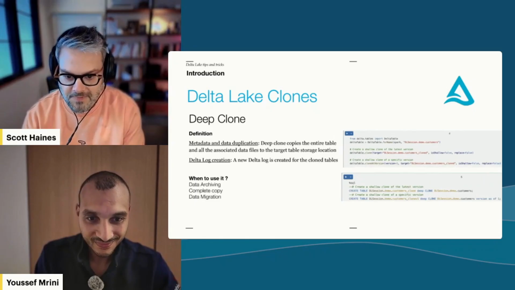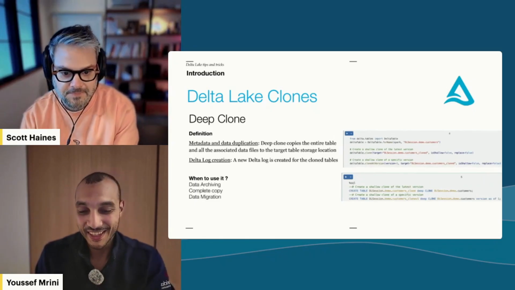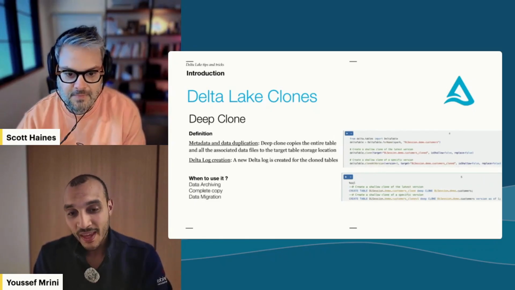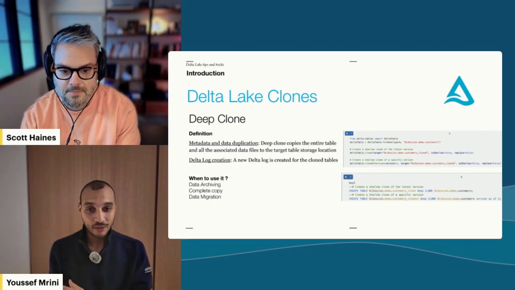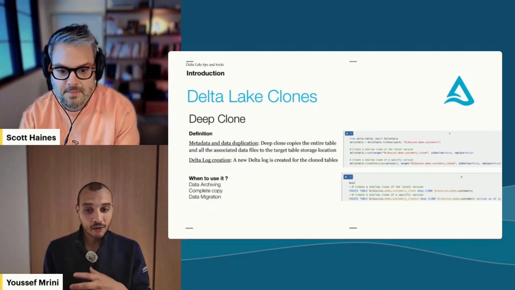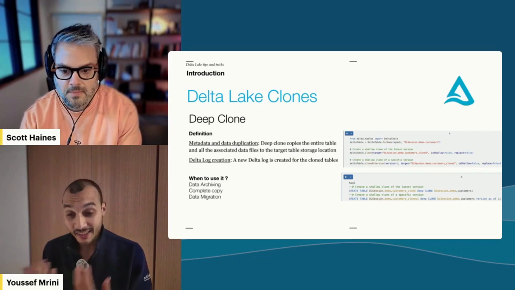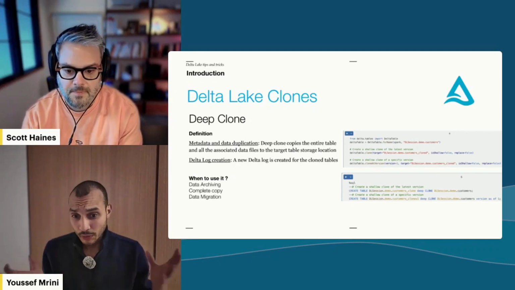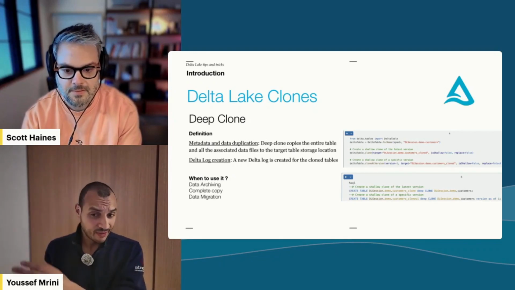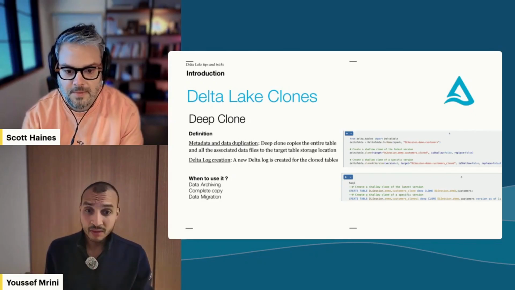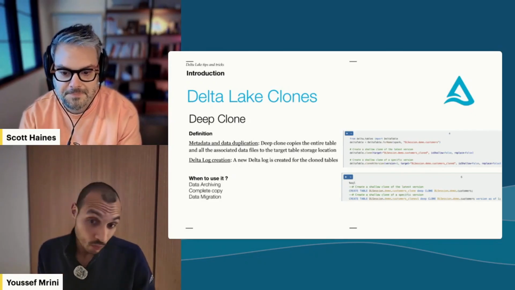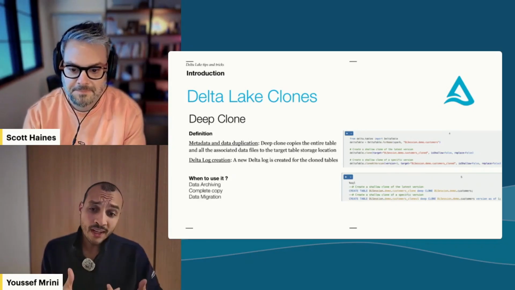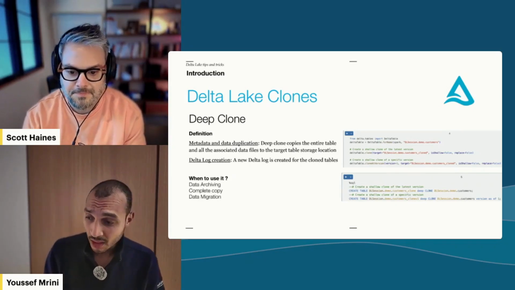But the next one I think is also really cool too. Yeah, the next one is deep clones. And deep clones are a bit different from shallow clones. So over here, we're gonna copy the metadata and the data as well. So this one is pretty straightforward. You can specify the version you're gonna deep clone, but the good thing is it's gonna create a new delta log, which is good. And when should I use, for example, deep clone?